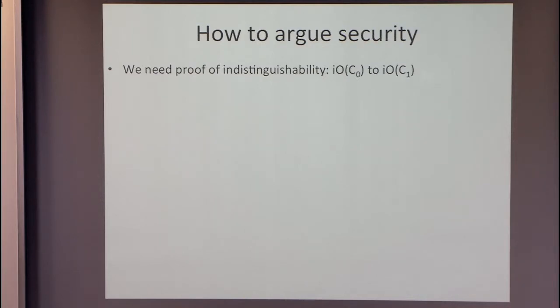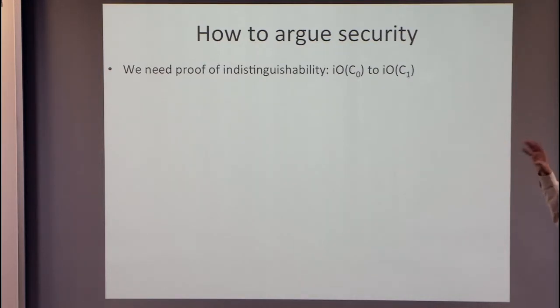So we need to prove indistinguishability. We need to start with an obfuscation of C0 and move eventually to the obfuscation of C1. These are equivalent programs, meaning they have identical input-output behavior. But still, how are we going to do this? How are we going to start with these encoded matrices and somehow wind up with these completely different encoded matrices?